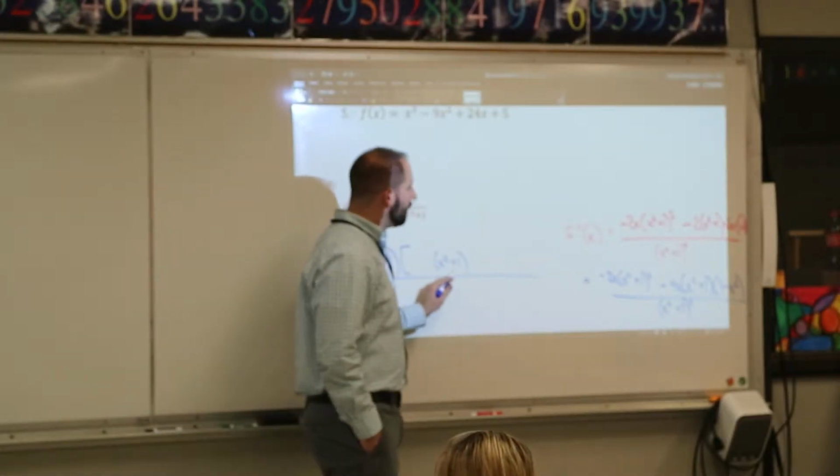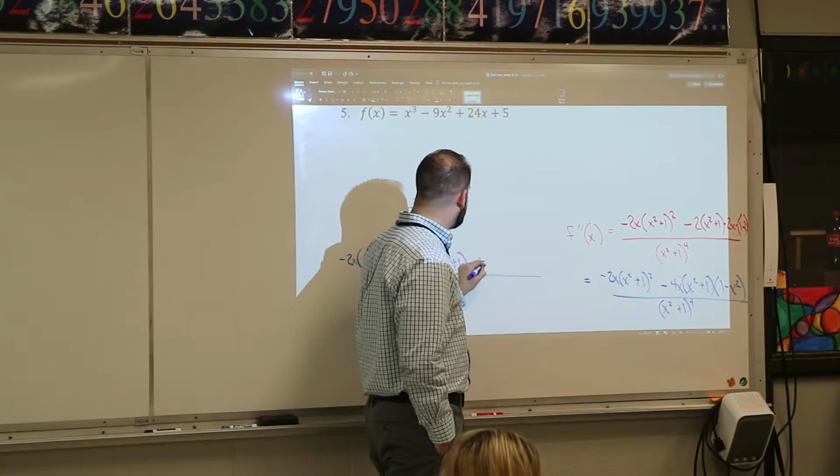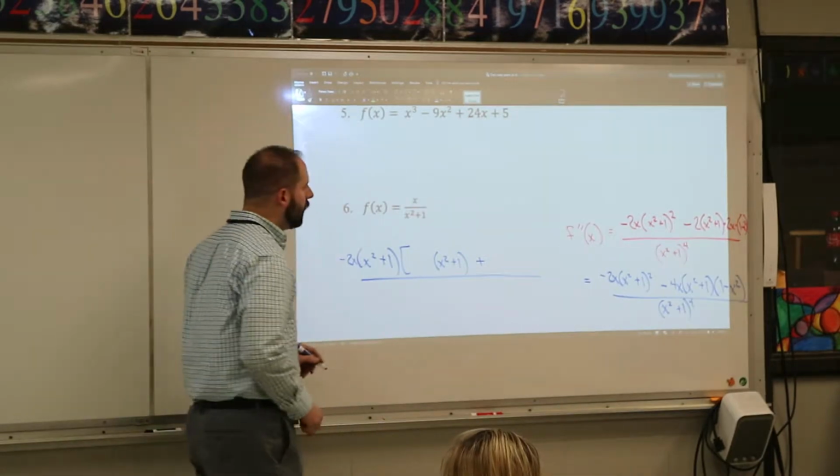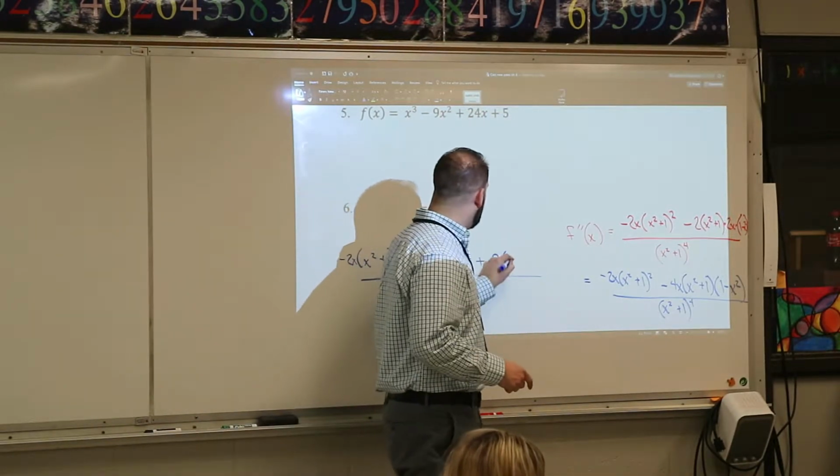And here, I'm left with one of these, this first part, minus, but that'll actually turn out to be a plus because it divided the negative 2 out. That'll be a 2 left over, and then the 1 minus x squared.